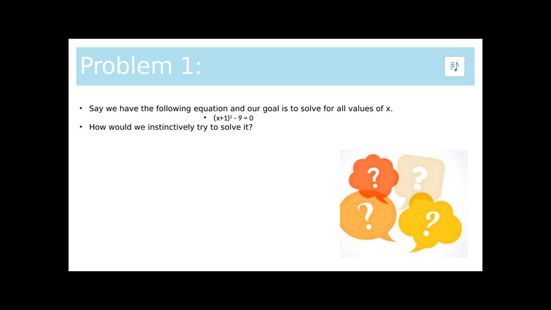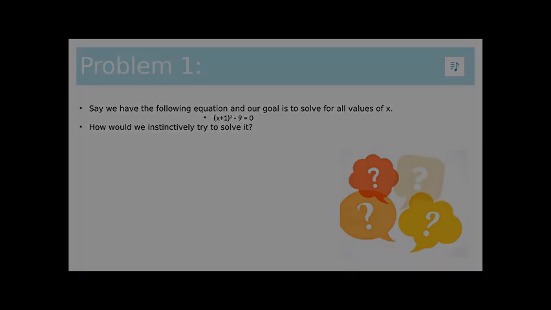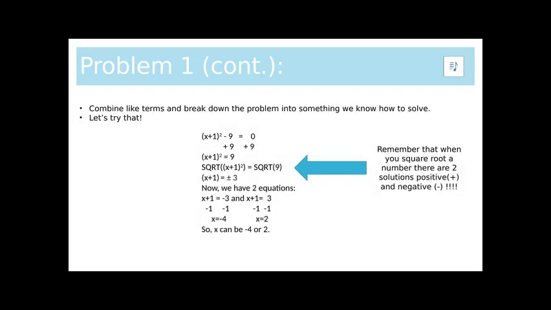Okay, first we're going to look at an equation that we should be able to solve. Okay, let's take a look at quantity x plus 1 squared minus 9 equals 0. So if we were to solve that without doing anything else to the equation, how would you think to go about it right away? Most likely, you guys all knew where you were going. So we're going to combine like terms and break it down into something more manageable.